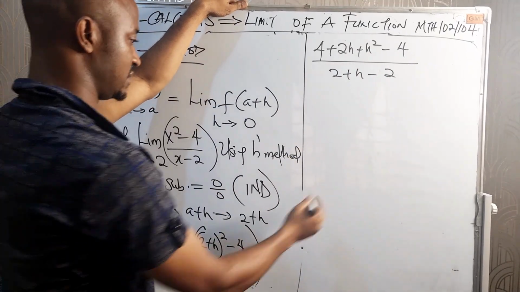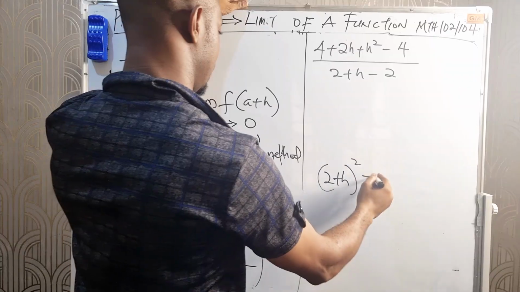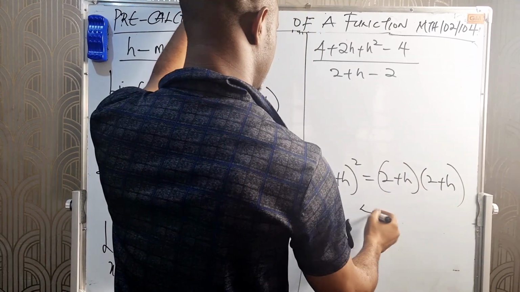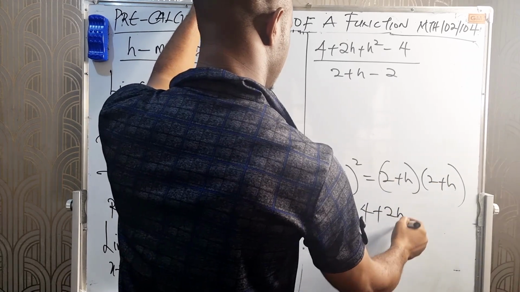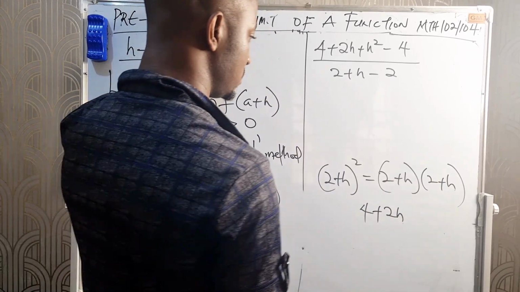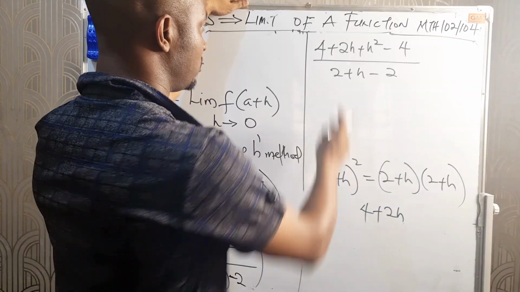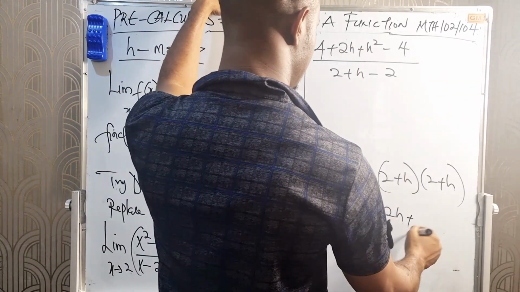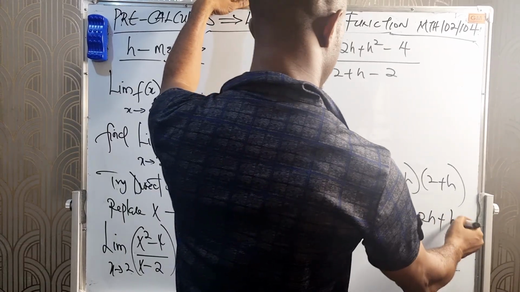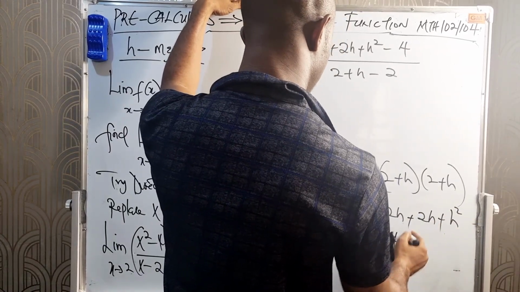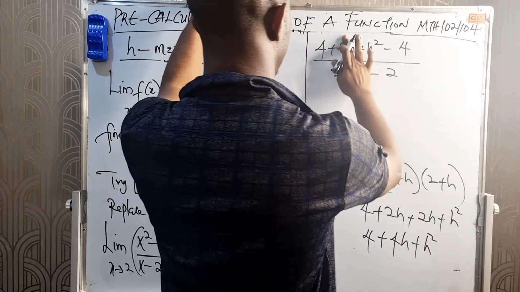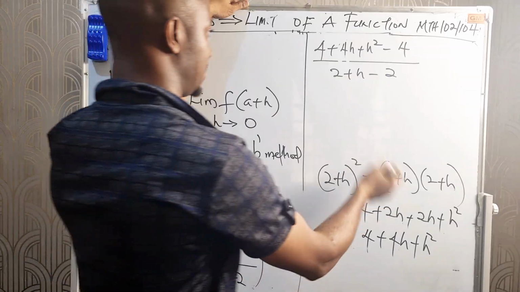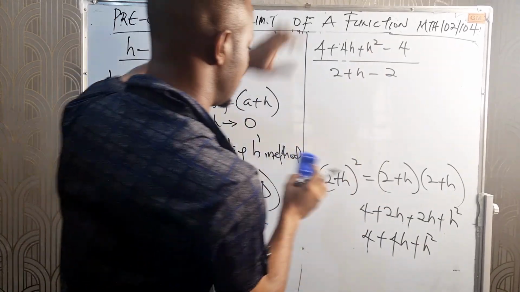Let's verify this. 2 plus h all squared is the same as 2 plus h times 2 plus h, right? 2 times 2 is 4. 2 times h is 2h. H times 2 is 2h. H times h is h squared. So we have 4 plus 4h plus h squared. When you expand this, that will give us what we have here, right?